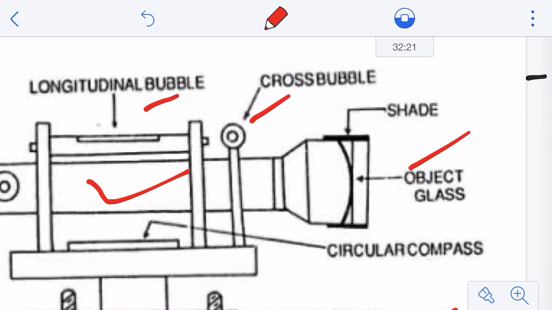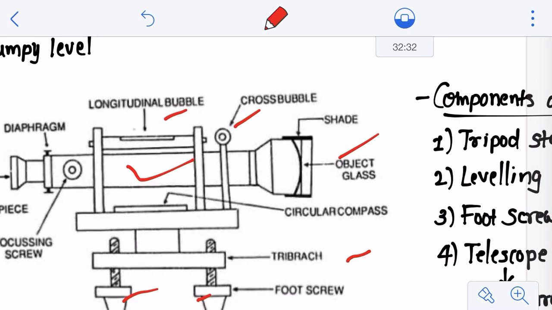So the verticality of the instrument can be checked by the cross bubble tube, whereas the horizontality of the instrument will be checked by the longitudinal bubble tube, right? That's how these two bubble tubes work.